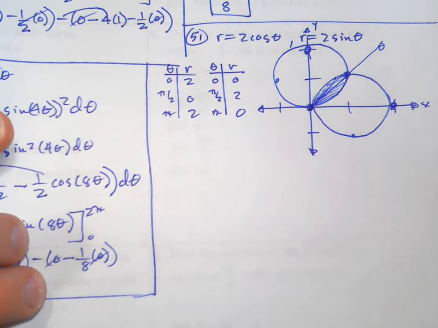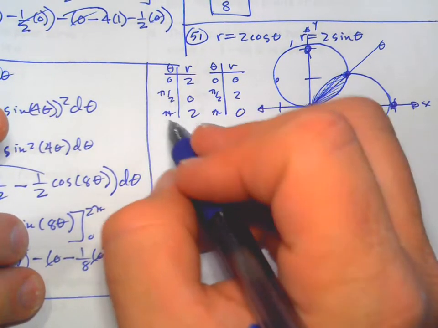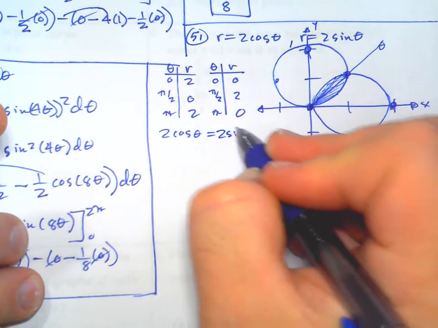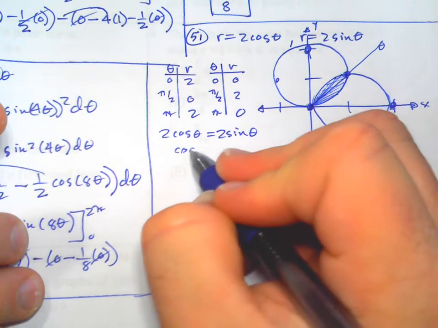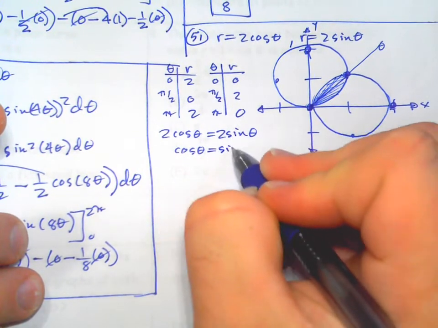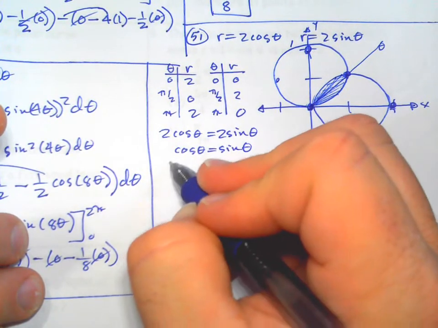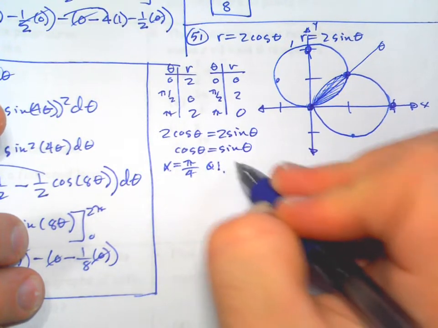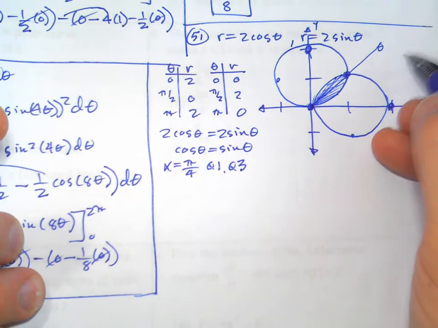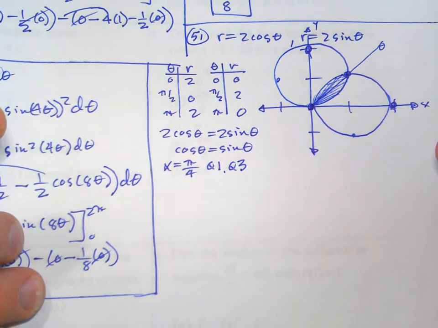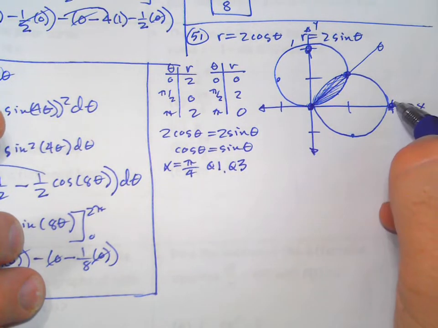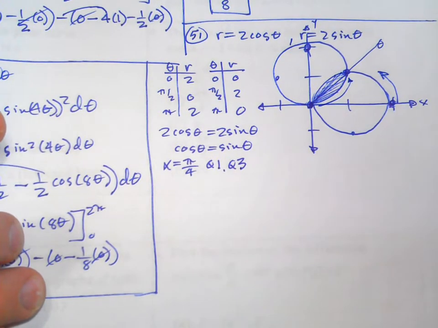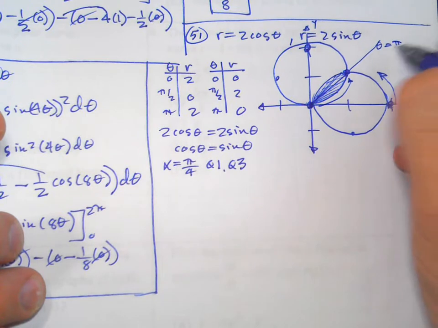Now the angle looks like a 45-degree, pi over 4 angle to me, but we could confirm it algebraically by setting the two radii equal to each other. And the only time those are going to equal each other is reference angle pi over 4, in quadrant 1 and quadrant 3. This looks like quadrant 1. So this one starts there, this one starts here. So pi over 4.